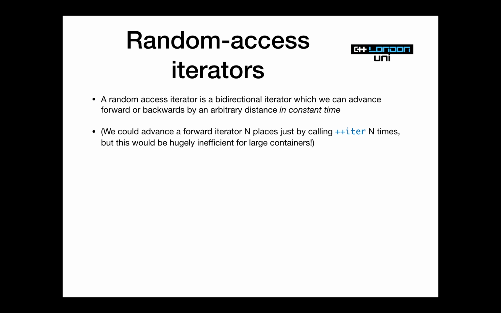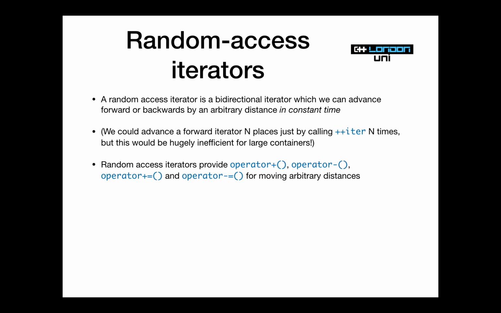You could do this just by taking a forward iterator and incrementing it n times. But again, this would be really inefficient for large containers. If you have a container that has random access iterators, you can go from position here to position there really quickly, in constant time. It does not depend on how many elements you're skipping over. Random access iterators provide a lot of extra operators. You do operator plus to move it, so iter plus 3 would advance it 3 places. There's also operator plus equals and operator minus equals, because all of this applies to moving backwards as well.